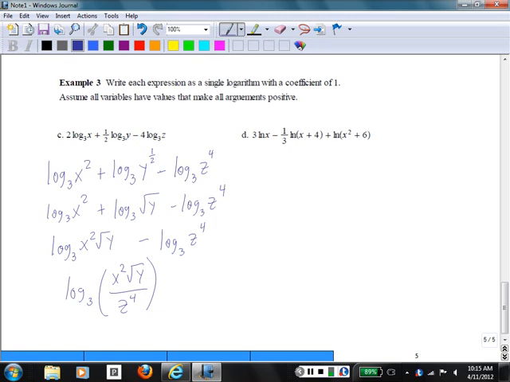So observations. The 2 log base 3 of x, the x squared wound up as a factor of the numerator. Positive 1/2 log base 3 of y, square root of y wound up as a factor of the numerator. And negative 4 log base 3 of z, z to the 4th, wound up as a factor of the denominator.